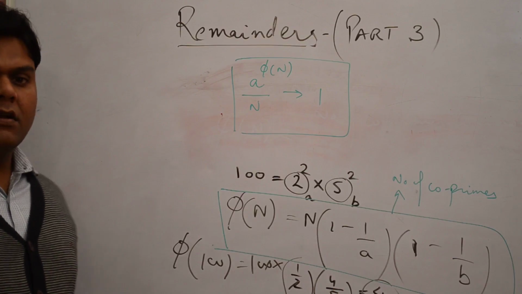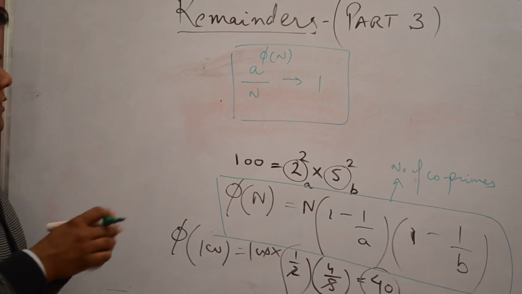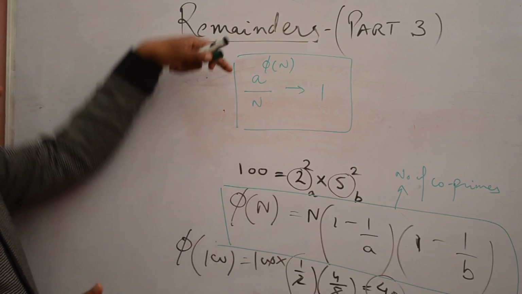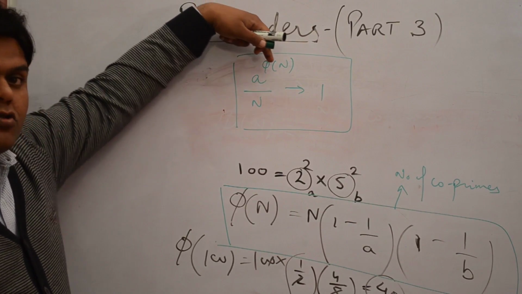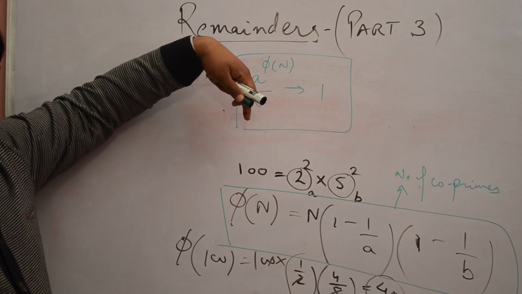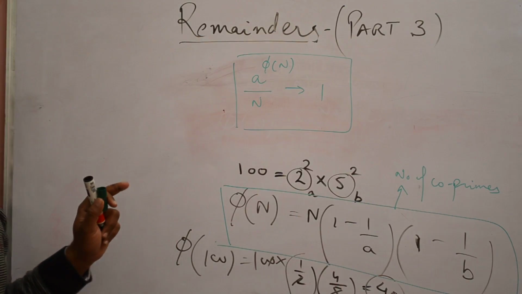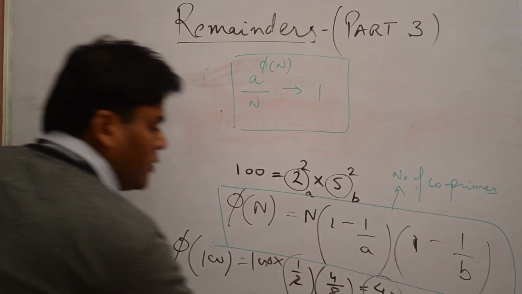Let me explain it thoroughly. N stands for any number. If I have a number a which is obviously co-prime to n, it should be co-prime. Any number raised to Euler number of the denominator, when divided by that denominator, will always give you a remainder of 1. Right? So in this case, Euler number of 100 was 40.